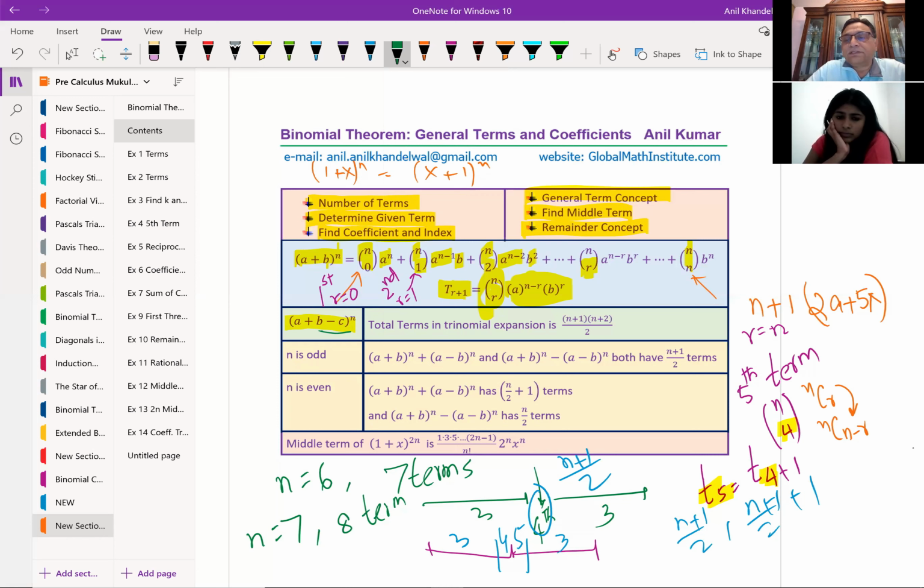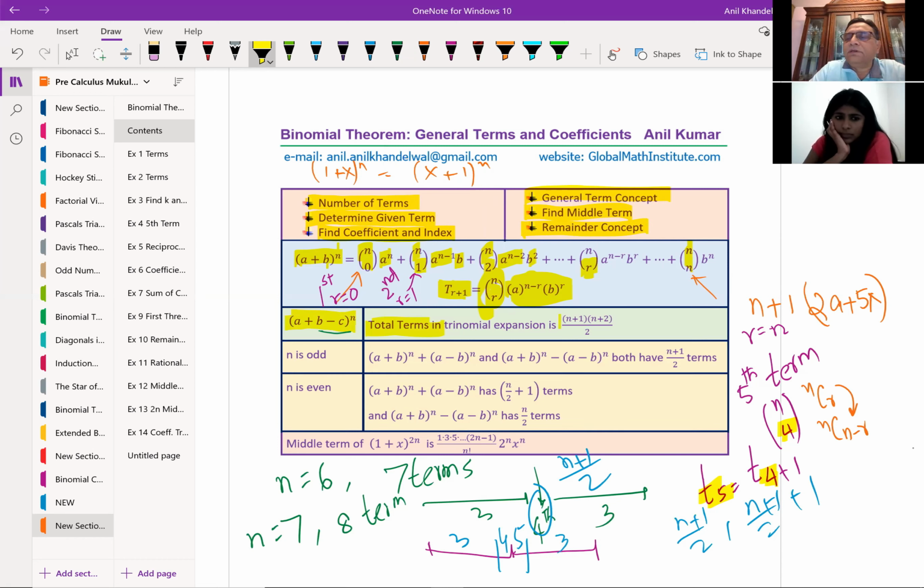But as you can see, that is very cumbersome to work with and difficult to analyze. So we'll have a standard formula. We'll actually derive a formula to find the total number of terms in this case also, when we have a trinomial to the power of n.